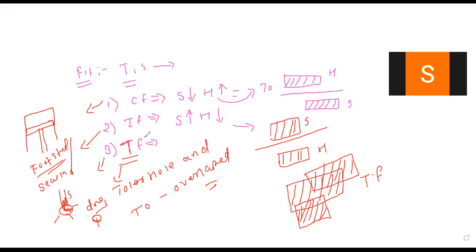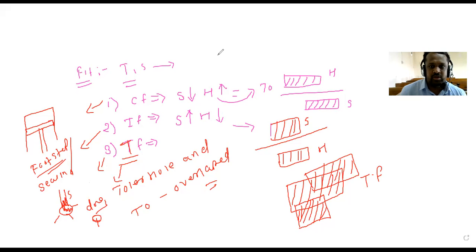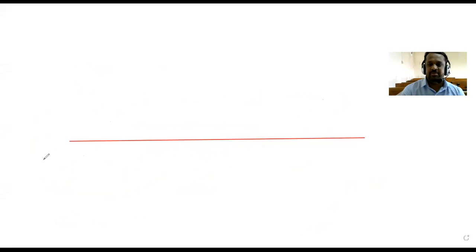So how do we represent a fit in a graphical manner? There is one simple method. According to what you have studied right now, you show the fit in a graphical manner. Suppose this is the zero line. What is meant by the zero line?